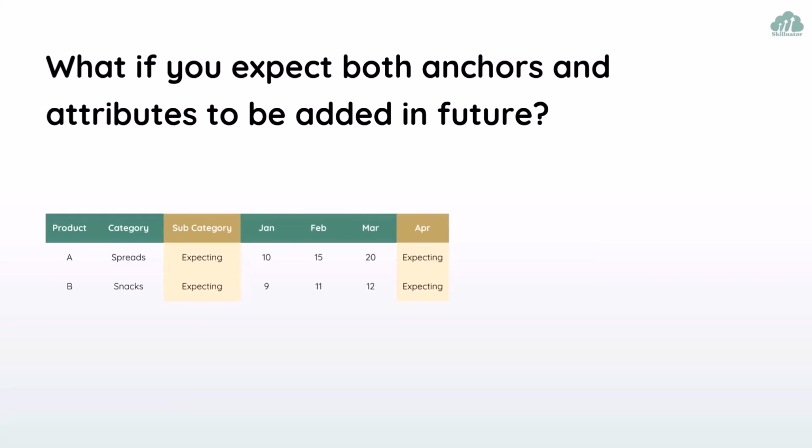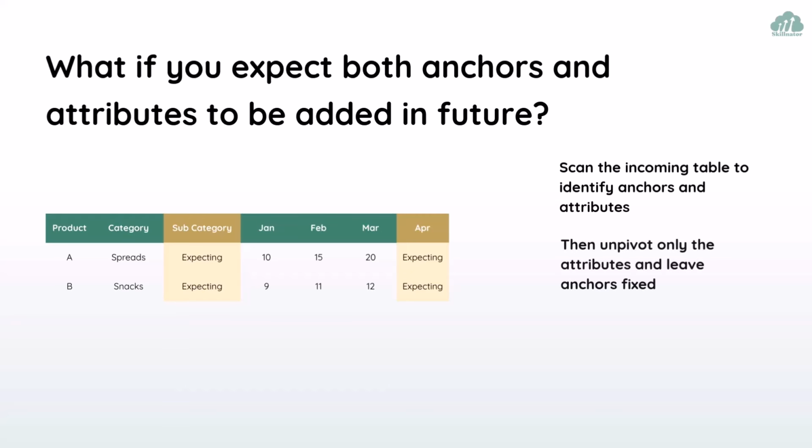So how do we handle that? In simple terms, we want to tell Power Query to do this. We want to tell Power Query that please have a look at our entire dataset, identify how many anchor columns we have and how many attribute columns we have, and then please only unpivot the attribute columns and leave the anchor columns untouched.